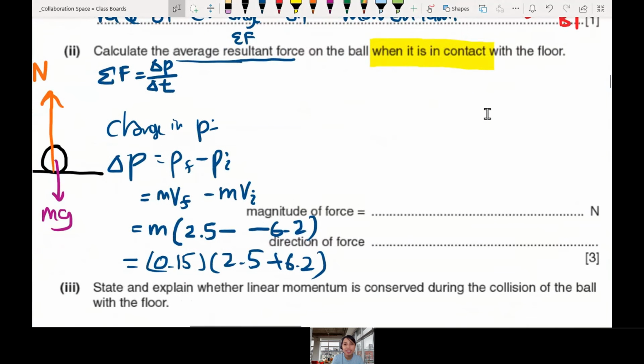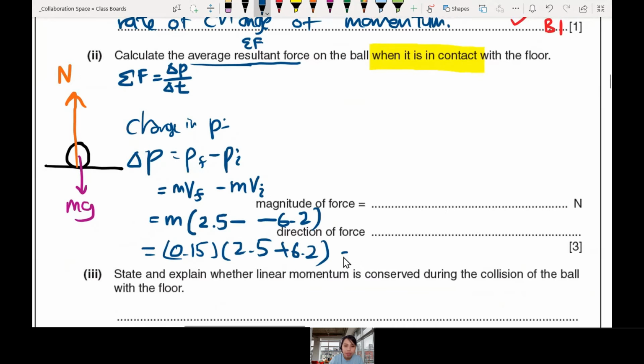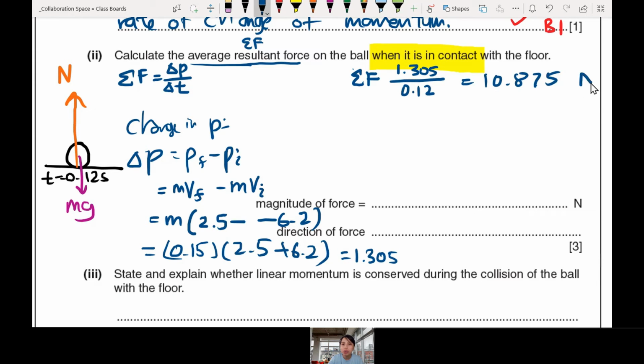What's happening? Okay. So this change in momentum is 1.305. But that's not the answer, not the force yet. Okay, now we can plug into Newton's second law. So this average force in this time of 0.12 seconds is going to be 1.305 divided by how long they are in contact, 0.12. You can do all this in one step. I'm just writing the extended version of this. This will give you about 10.875 Newton. So this one you can write 11 Newton also can.